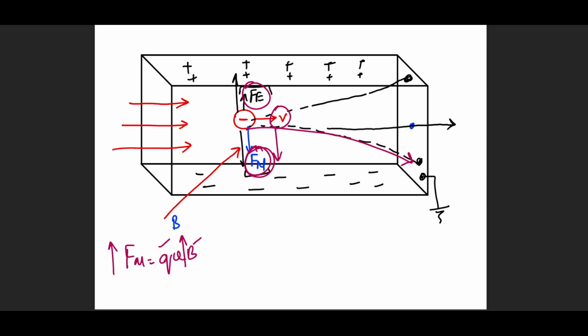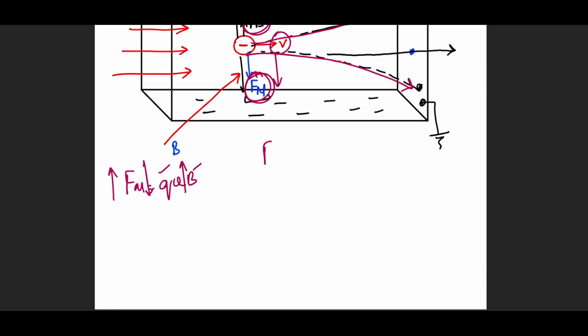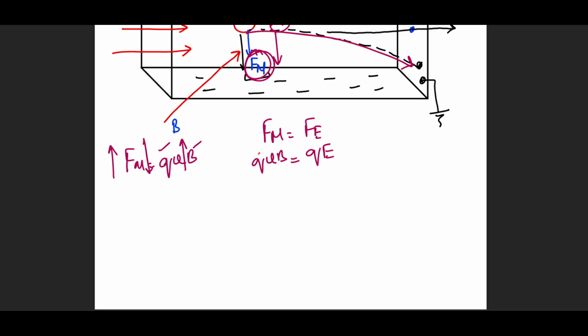And if, for example, I'm looking for an electron with a lower velocity, then the magnetic force will be weaker and the electric force will dominate, and it will go upwards. So only the electron with a perfect combination of electric and magnetic force will be able to pass through. So for that, magnetic force becomes equal to electric force. The magnetic force is qvB. Electric force is qE. Since I'm looking for velocity, q cancels out. Velocity is equal to E divided by B.